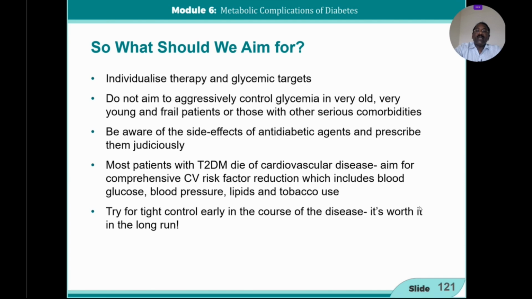Most patients with type 2 diabetes die of cardiovascular disease. Aim for comprehensive CV risk reduction, which includes blood glucose, blood pressure, lipids, tobacco cessation, etc. Try for tight control early in the course of the disease. It is worth it in the long run. That is your metabolic memory.